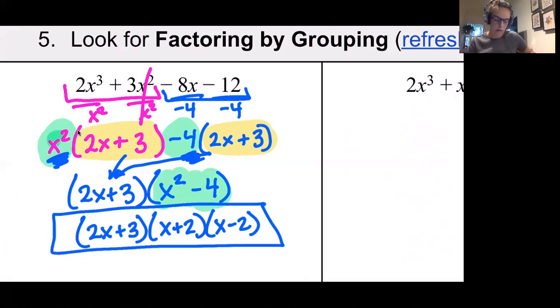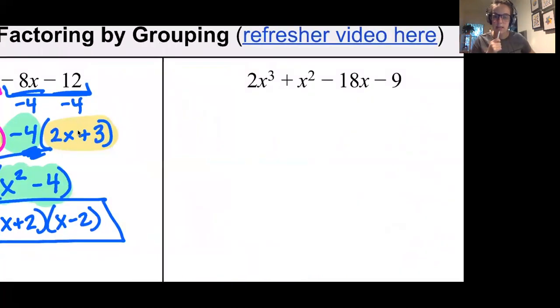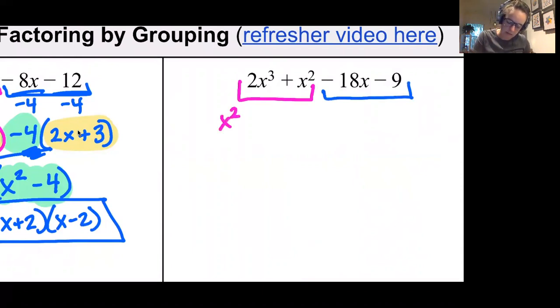Okay. Go ahead and pause the video and try this next one. And then I'll come back. Pausing. Cool, and we're back. So I'm going to start again. I have pink and I have blue. So what's in common out of the pink one? I can see x squared.